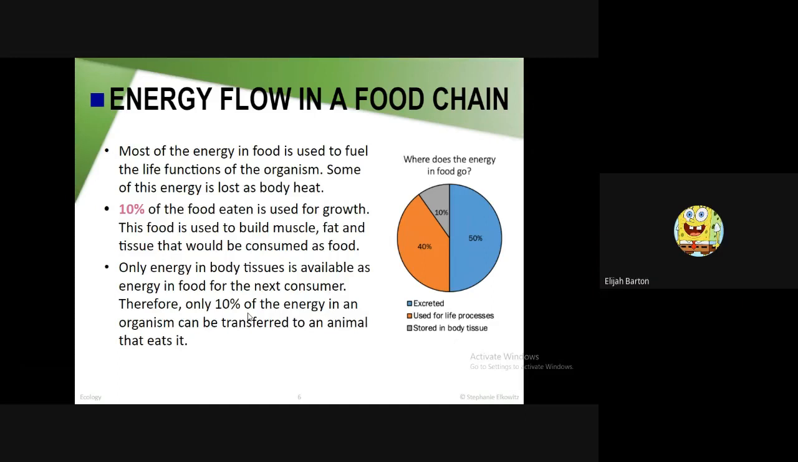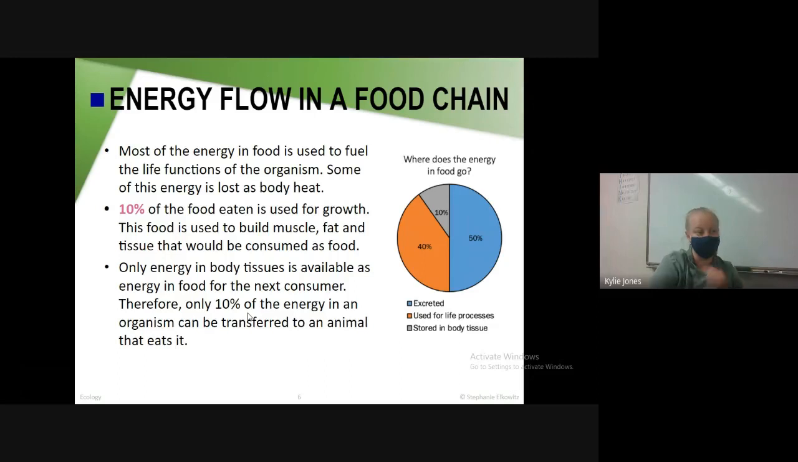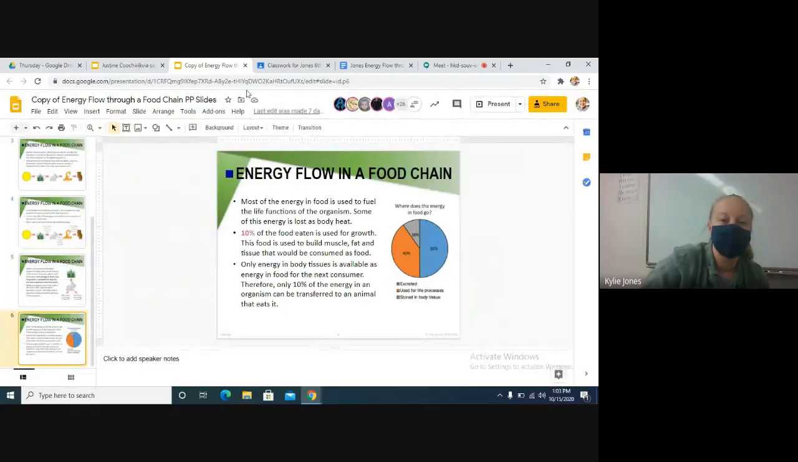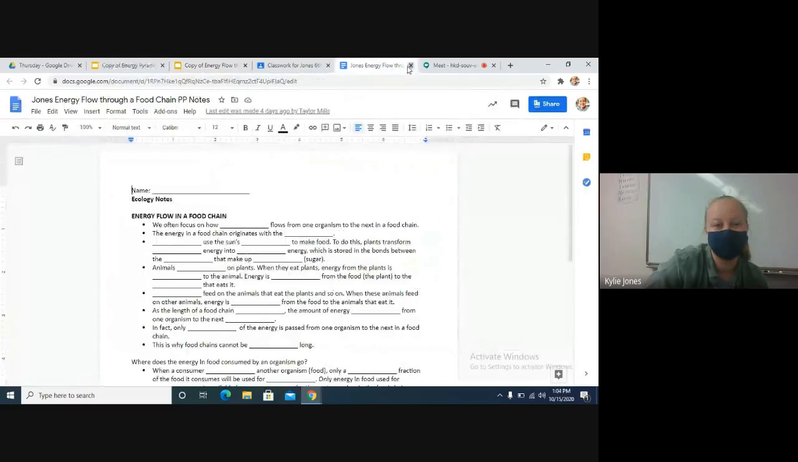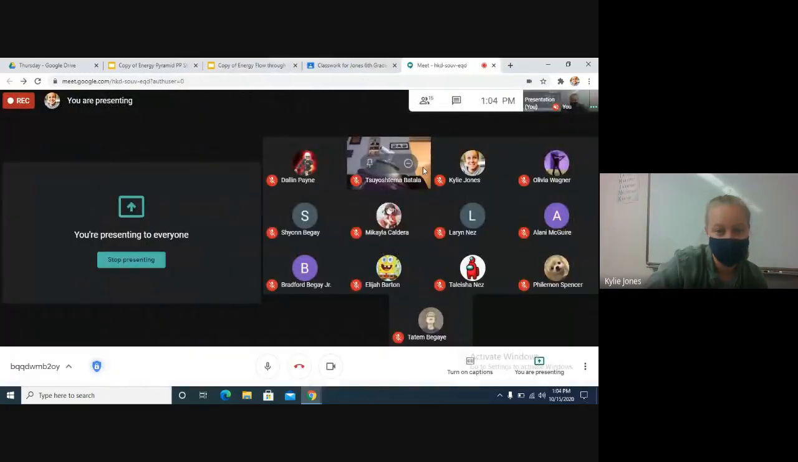Is it energy pyramid notes? Yep, that's the next one we're going to do. Okay, so once you finish with the energy flow in a food chain notes, you can click turn in. This one's only one page as well, the next one.